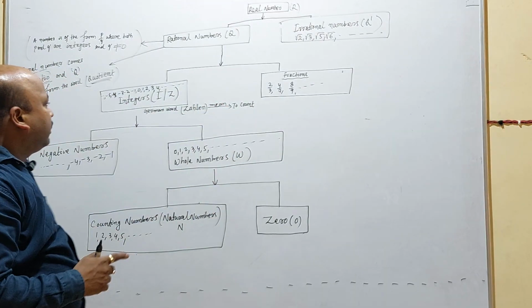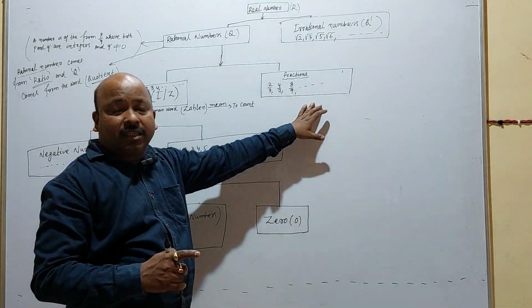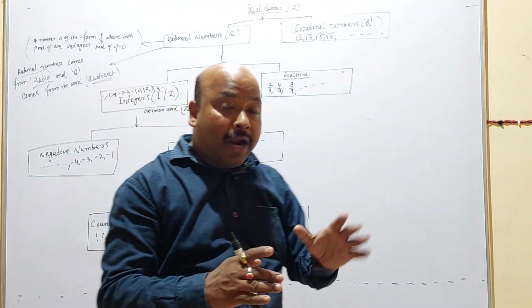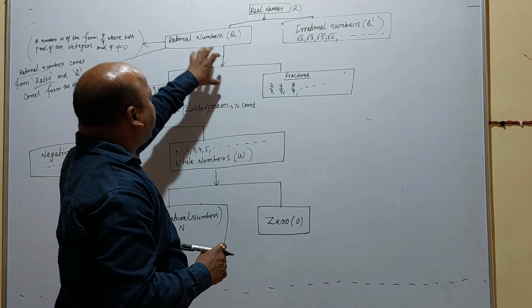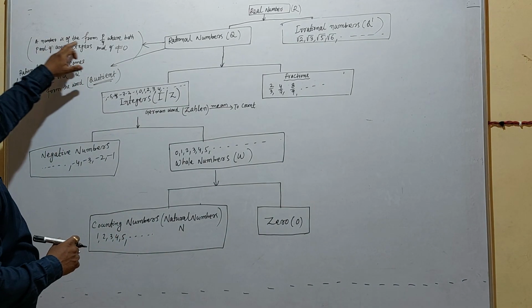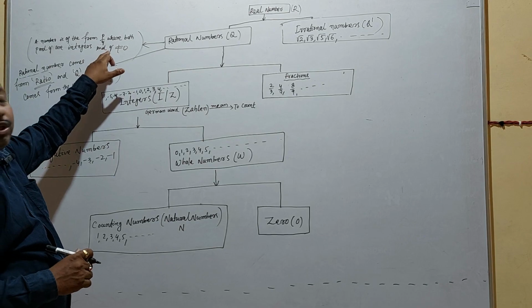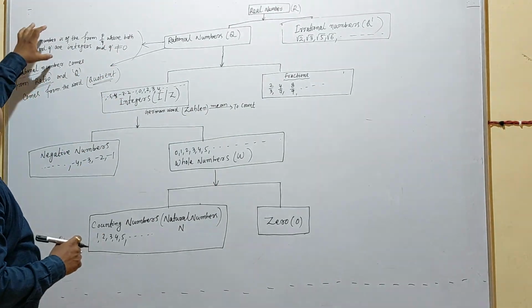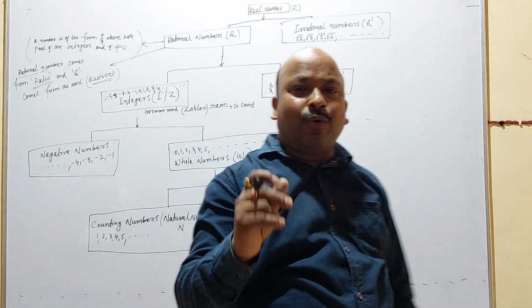Remember that. When integers combine with fractions, fractions meaning a part from a whole, then what do you get? Rational numbers, and it has a particular meaning. What is the meaning? A number of the form P by Q, where both P and Q are integers and Q is not equal to 0, is known as a rational number. It is invented by Pythagoras.